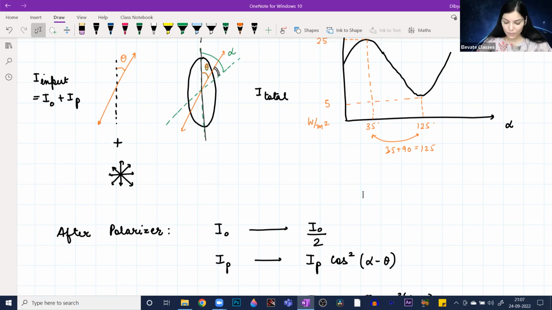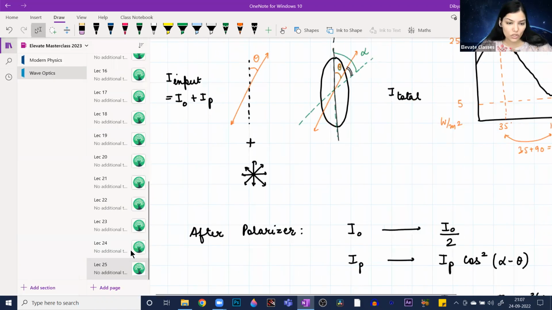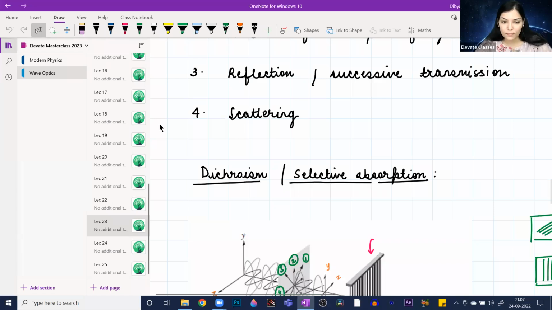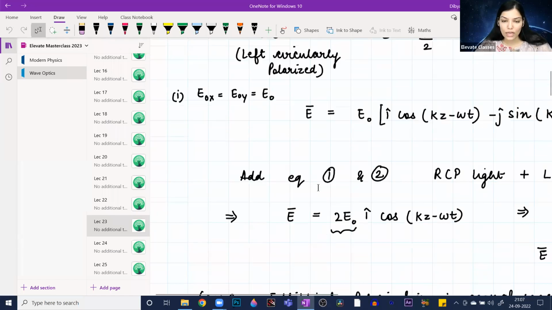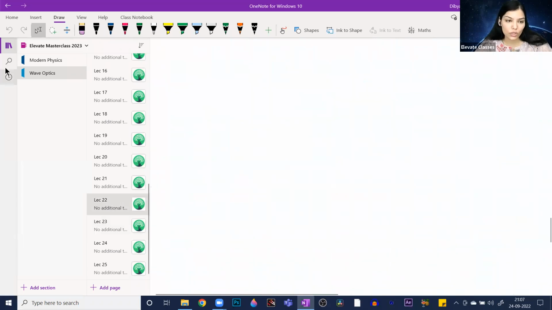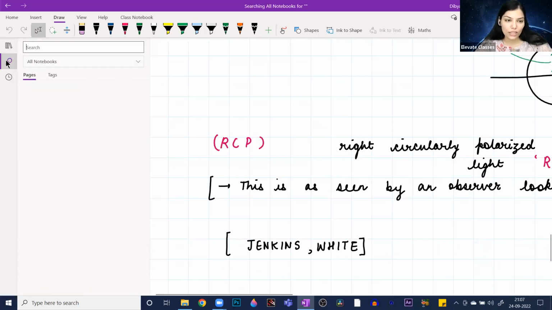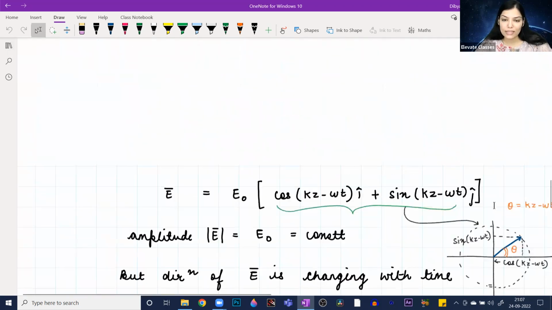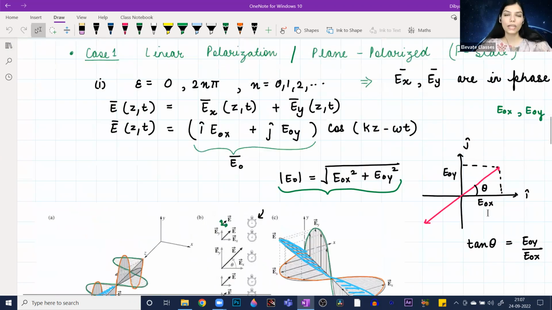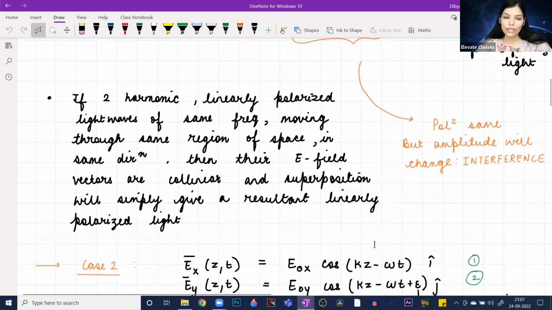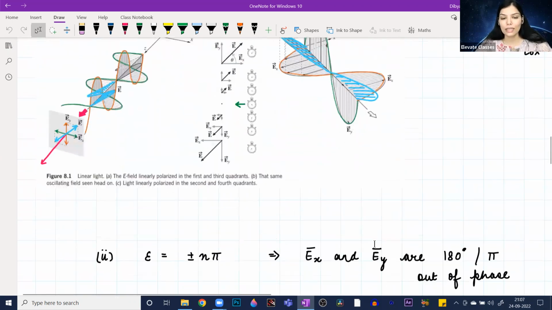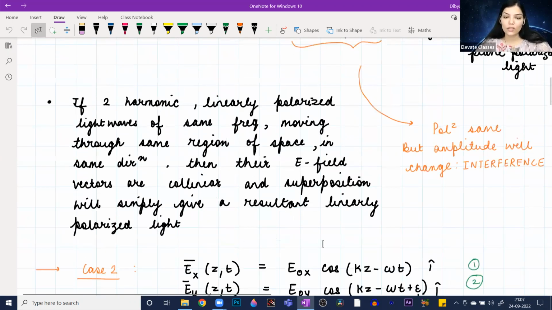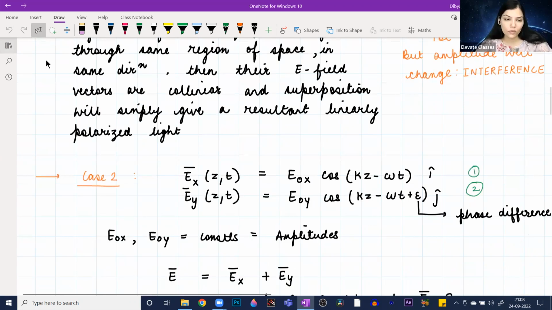So before coming to the next class, I would suggest that you revise, I don't know which lecture was that, let me check, maybe 23. Yes, not 23 actually, it was 22, both 22 and 23, where we studied how from two plane polarized lights we can make circularly and elliptically polarized lights and like that. So revise this part so that it's easier for you.